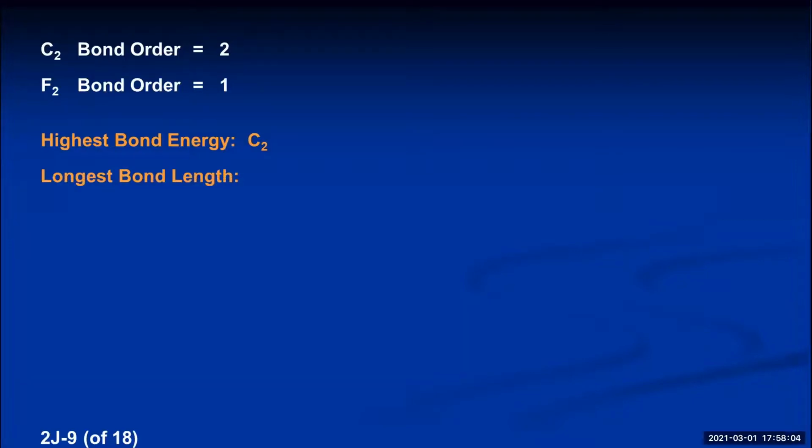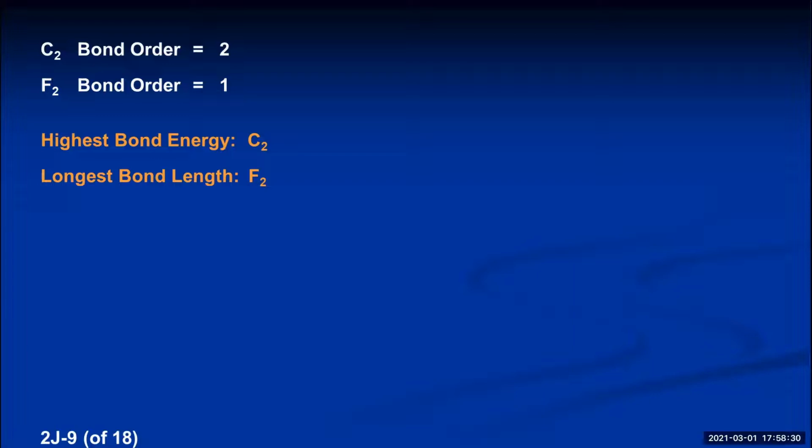What would be the longest bond length? Fluorine. Yeah, so remembering this just from Lewis theory, same principles apply. If you have a higher bond order, the atoms will be pulled closer together. So the diatomic carbon would have the shorter bond length. So the diatomic fluorine would have the longer bond length. Exactly correct.